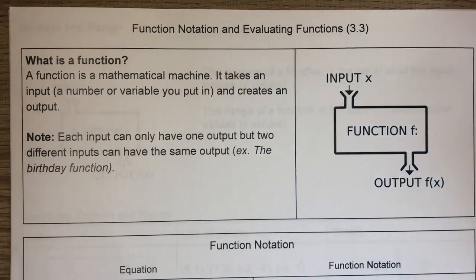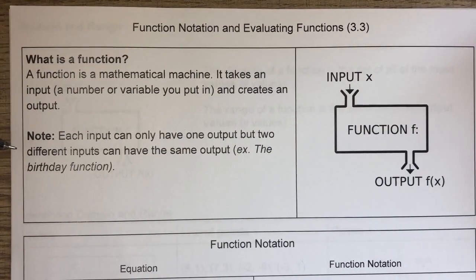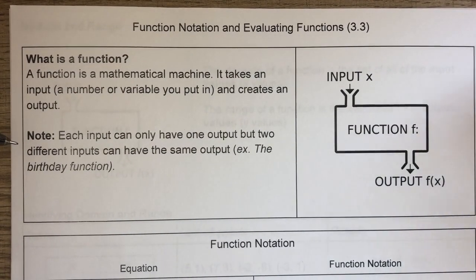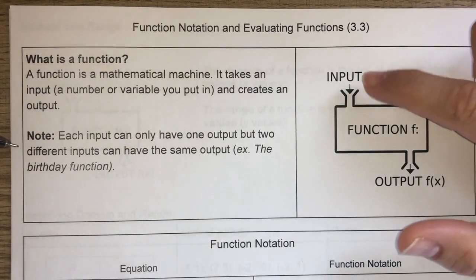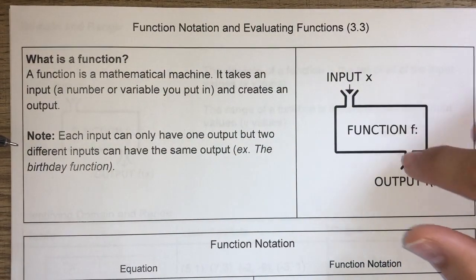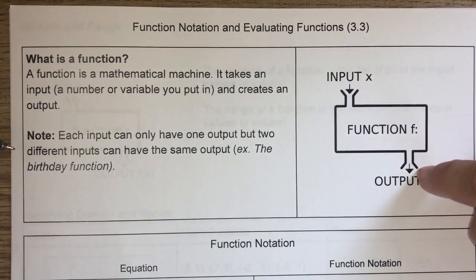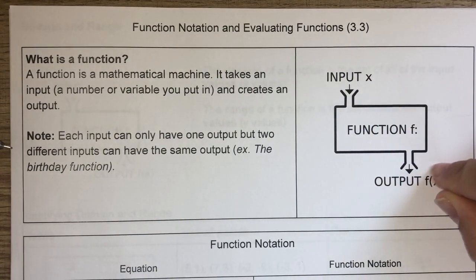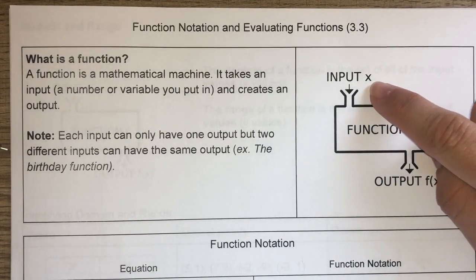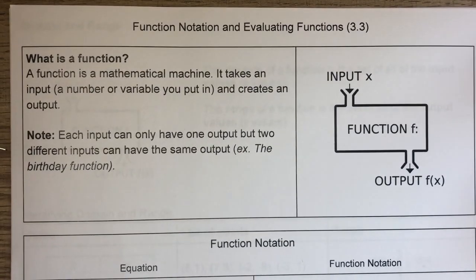A couple of things to note is that each input can only have one output, but two different inputs can have the same one. So if I put a 3 in and I get a 4 out, I'm not going to ever put a 3 in and get a different number out. That won't work. It'll always be a 4. However, if I put a 9 in, I can also get a 4 out, and that's okay.